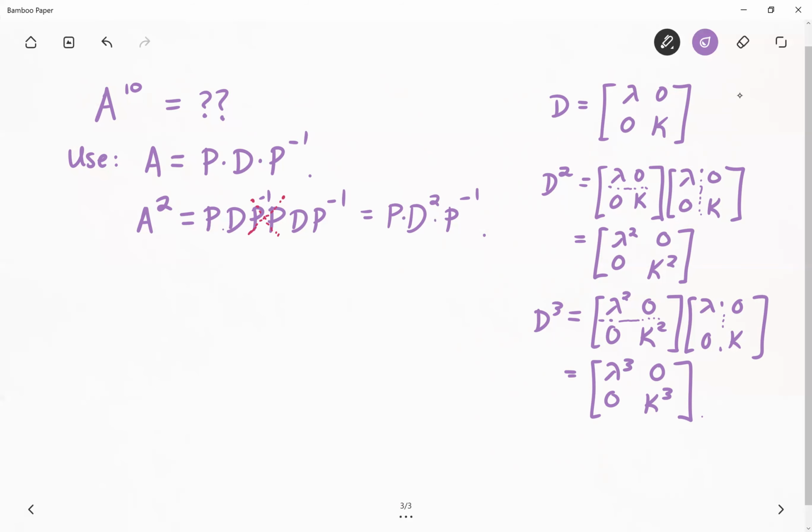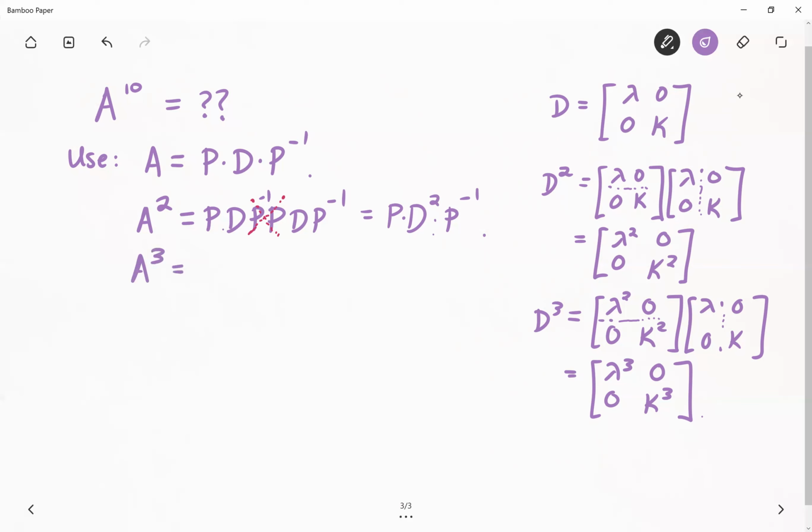So still, it's easier to calculate A squared directly than it would be to calculate P times D squared times P inverse, because P inverse might be a little bit difficult to calculate. Well, not too bad for a 2 by 2 matrix, but still you're doing more matrix multiplications here.